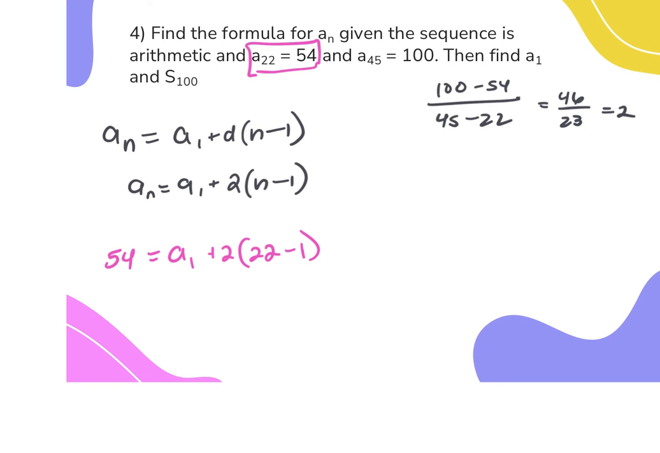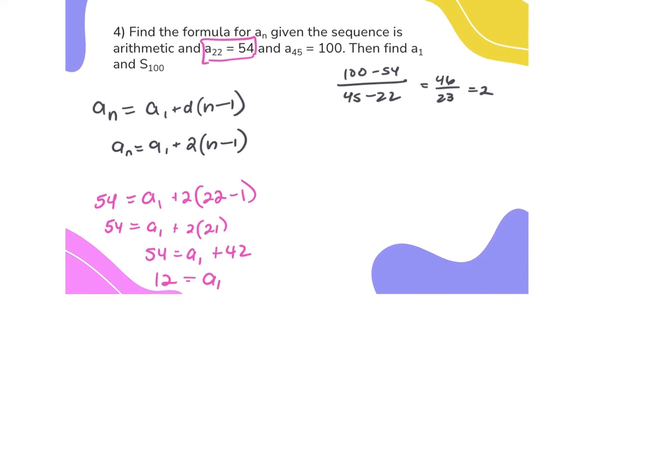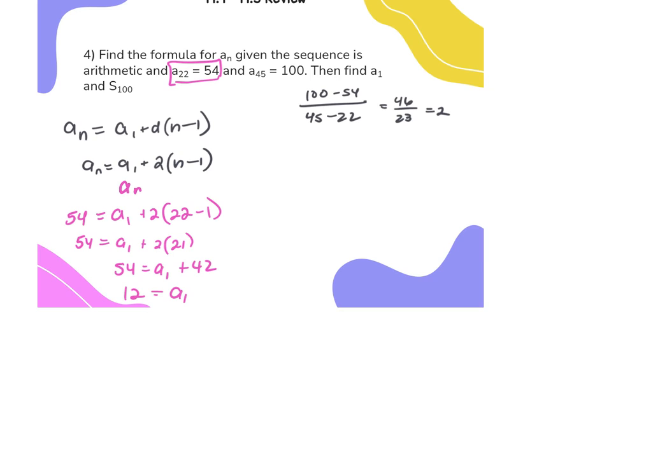Hi. All right, so 54 equals a1 plus 2 times 21. 54 equals a1 plus 42, and a1 equals 12. Now I have my a1, so I can do my equation. an equals 12 plus 2 times n minus 1. That's one of the things they asked for, right? They said find an. So if this is a multi-part question, you've got to pay attention. Like maybe underline what it's asking for in your instructions so you don't miss any parts.